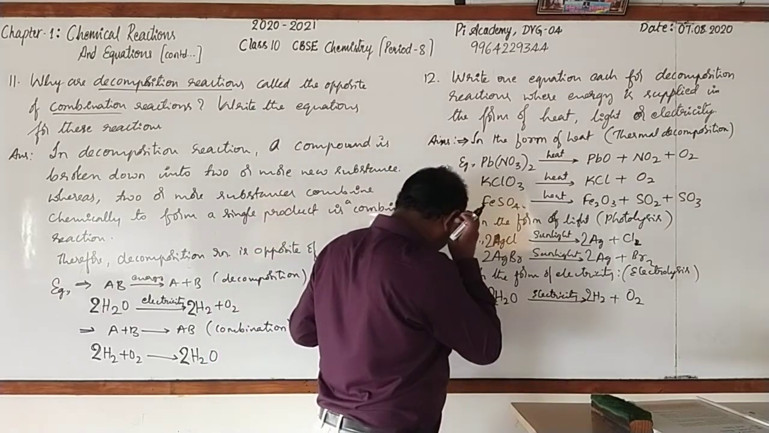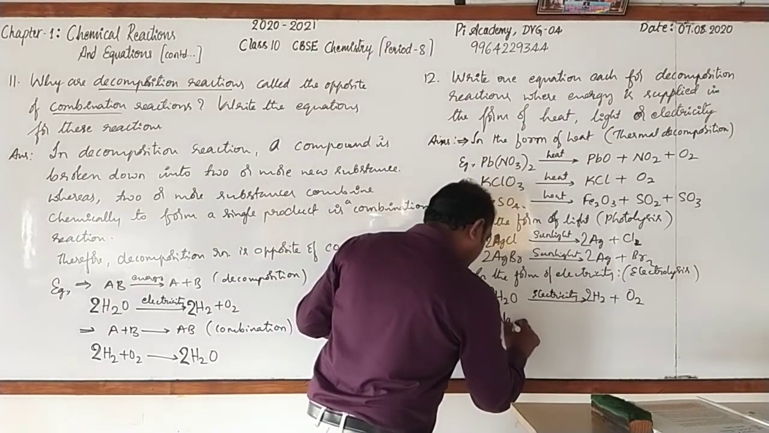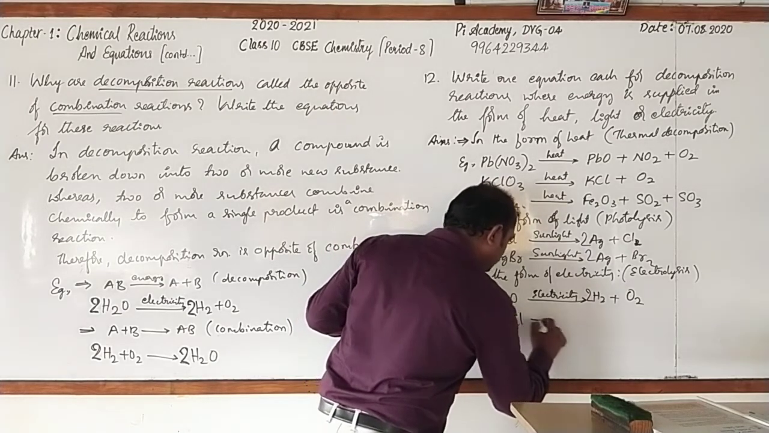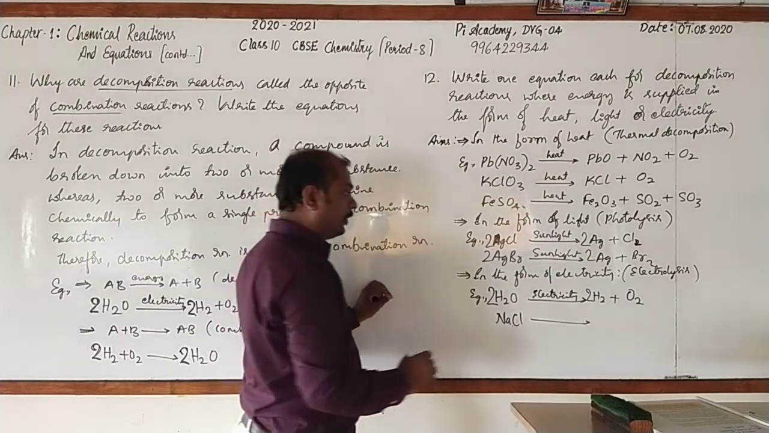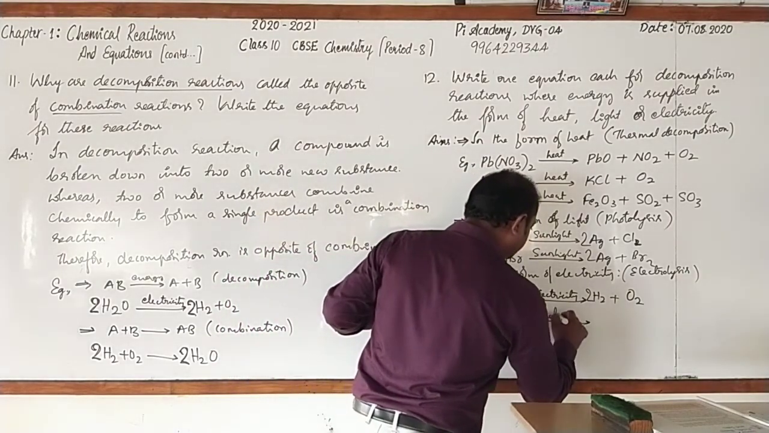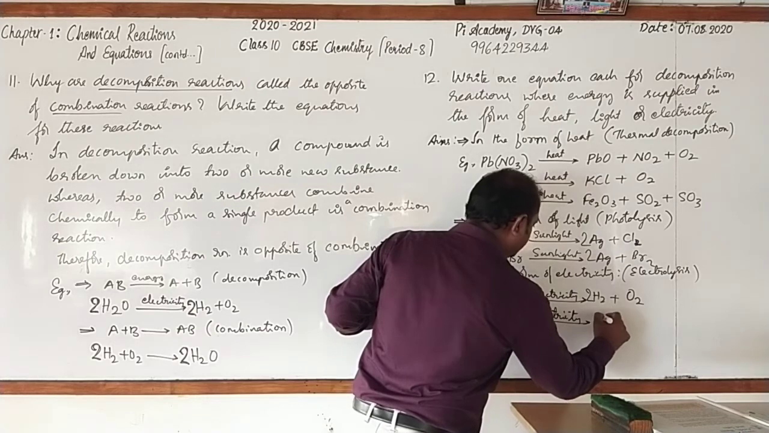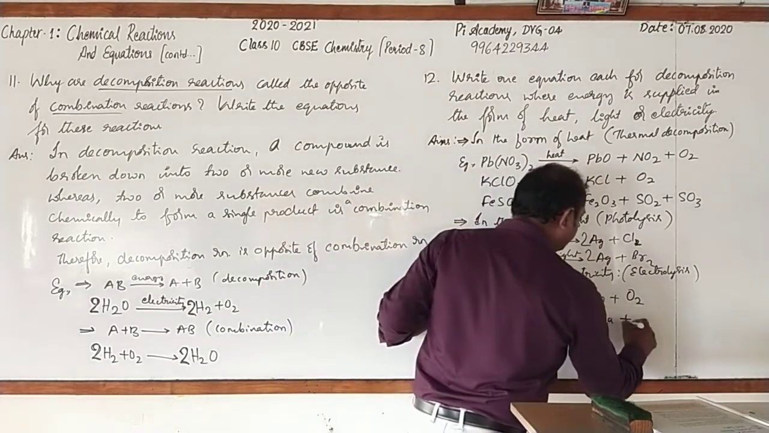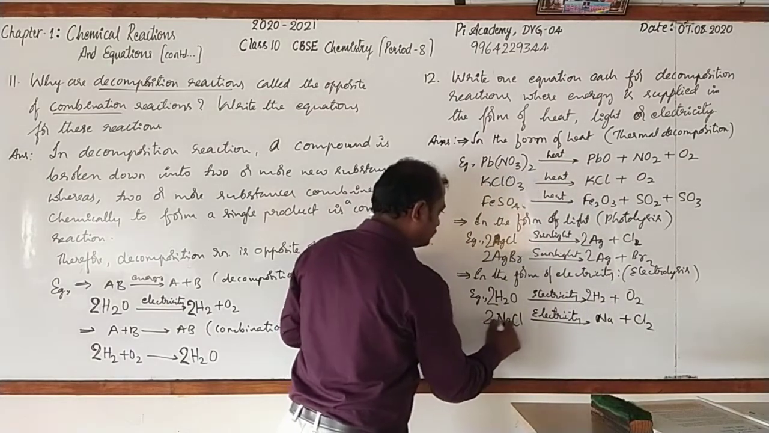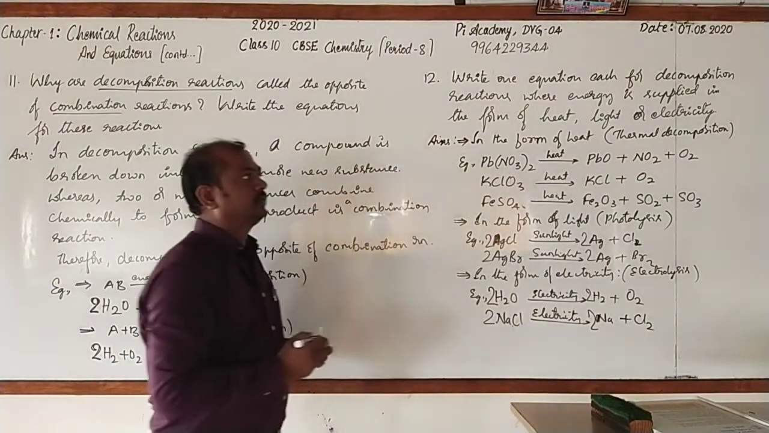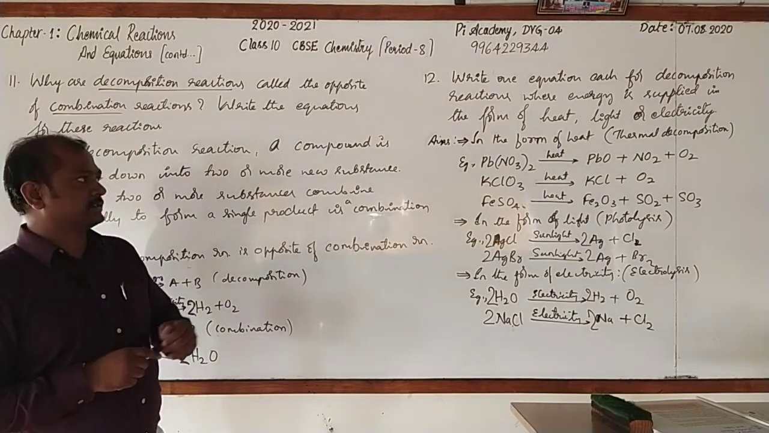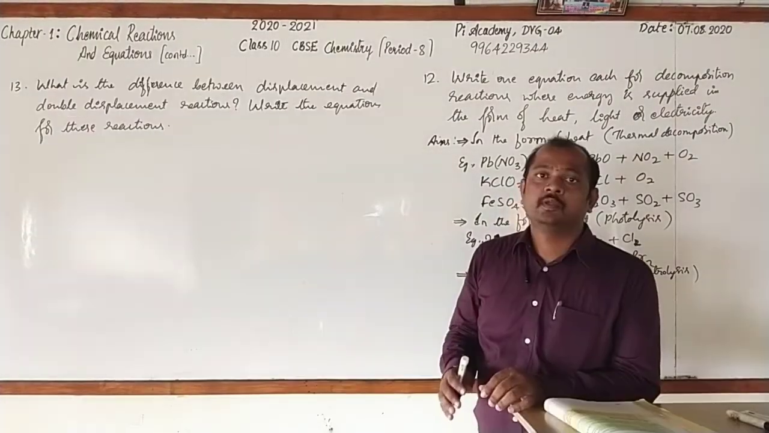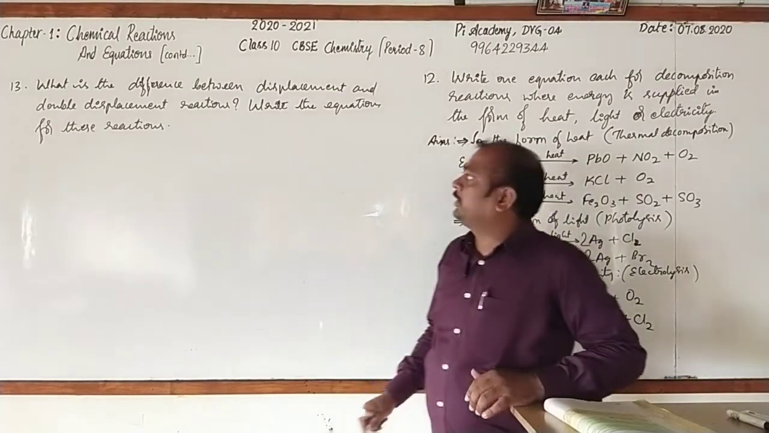Similarly, this is sodium chloride. Molten sodium chloride is there. When electricity is supplied to this, it decomposes into sodium and chlorine. Here 2 and here 2. Got it? Yes. Please go for writing from here to there. Go through that 13th one.